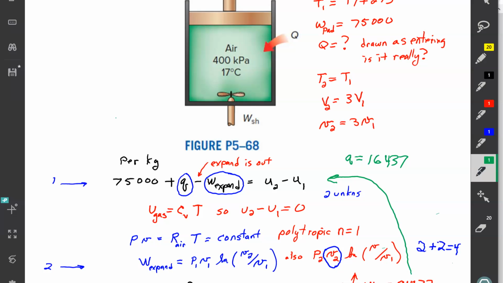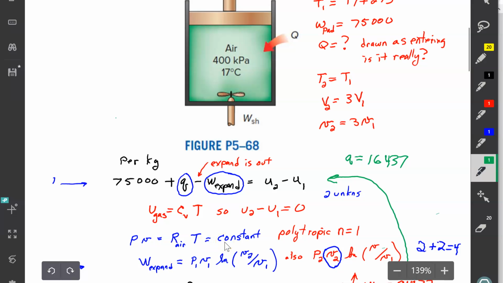Okay, the next thing that I'm going to do is try to find out what is the expansion work. And because I know it's an ideal gas, I write down the ideal gas law per kilogram. So pressure times the specific volume, the little v, is equal to the gas constant for air, which is known, we'll look it up in the table, times the temperature.